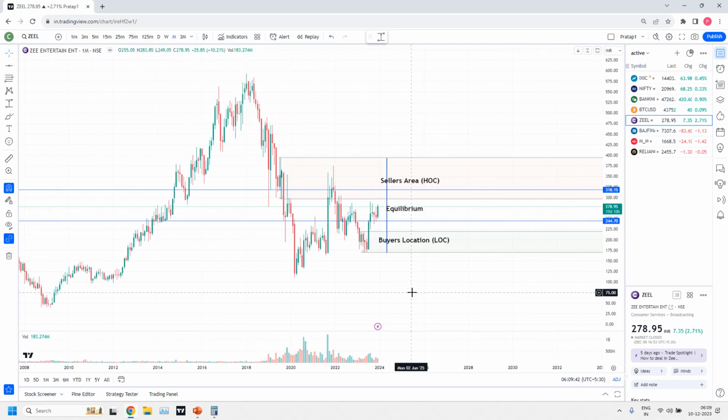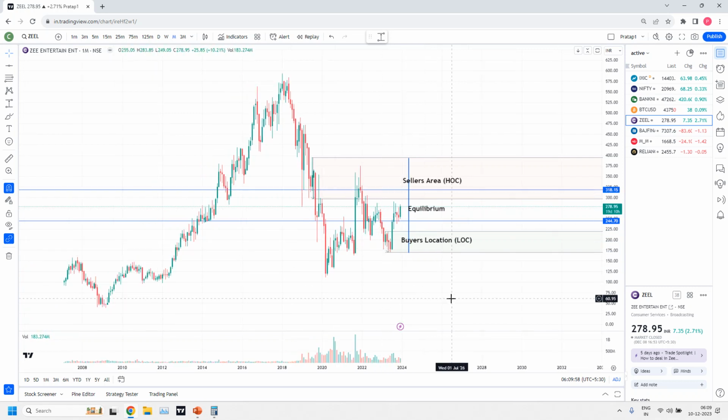Okay, now we have identified in the monthly time frame the buyer's area, seller's area and also equilibrium. So what is the next step? The next step is identifying the trend. What is the trend of the stock? Which time frame will we identify it in? In the intermediate time frame. If your higher time frame is monthly, one time frame below monthly is the intermediate time frame. So weekly should be your intermediate time frame.